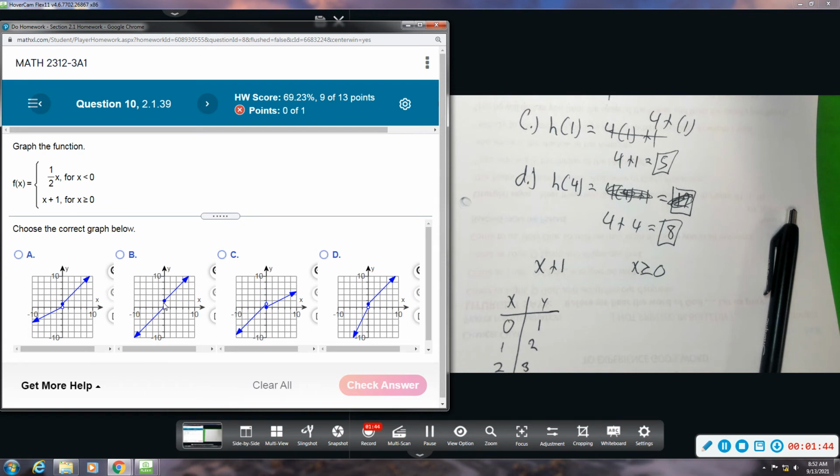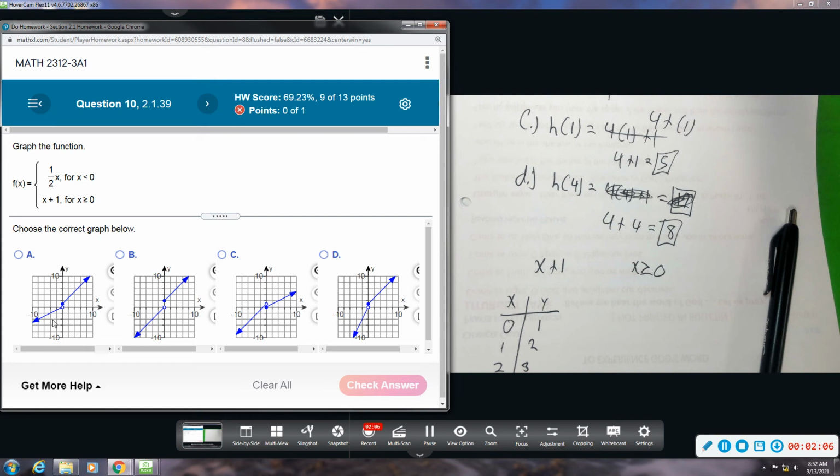If I look at this graph, it starts at 0, 2. It should start at 0, 1. This one doesn't start at 0, 1. This one looks like it does, 0, 1. If we go to the second part, 1, 2. Okay, so just based on the first equation, we can limit our choice down to A or D.